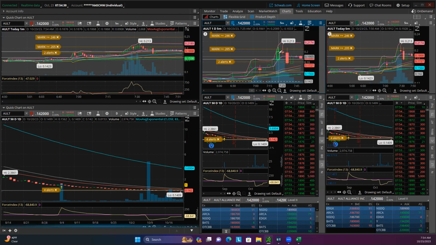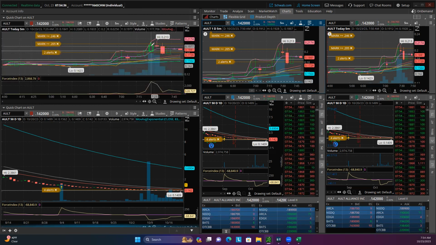And I mean, this right here is the highest volume. Let me switch this back to 5 minute. This one did 1.17 million. This one did just under 1.1 mil. And then that was the top. But this could be a temporary top.